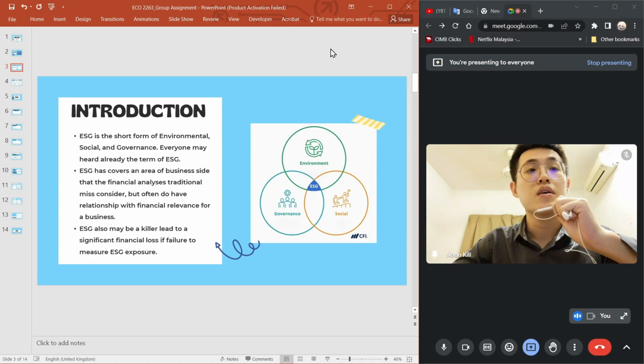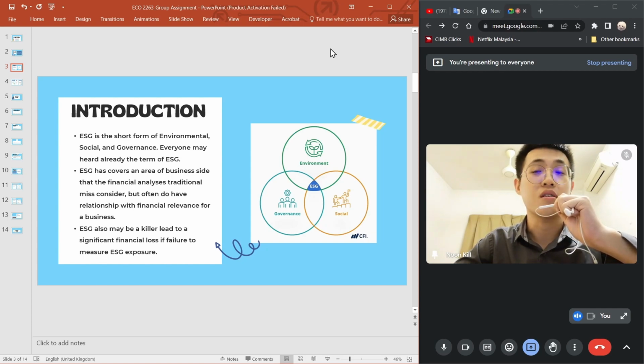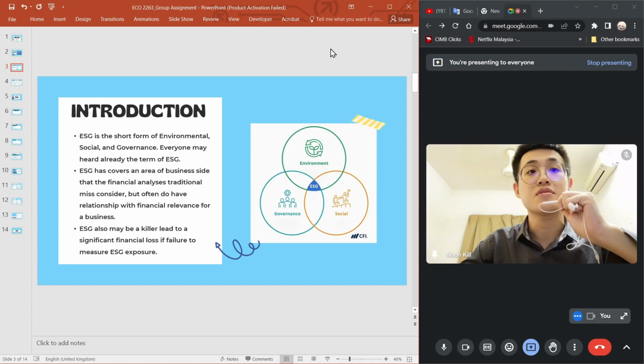As we all know, ESG is a short form of environmental, social, and governance. And I think everyone may have heard it before. So after that, ESG has covered an area of business that financial analysis practitioners miss, but which often has a relationship with financial relevance for business, like a business that is doing a rich analysis to find out whether an investment is good for their company or bad.